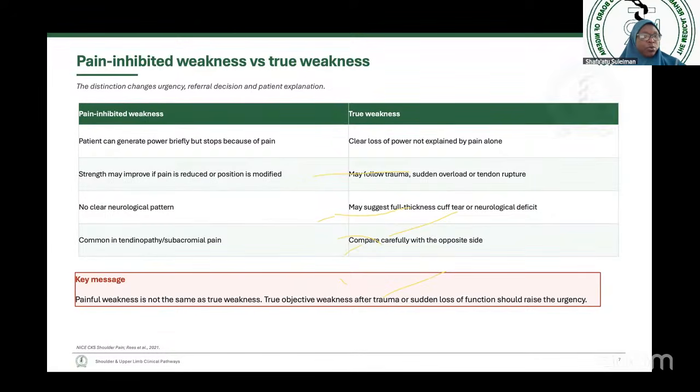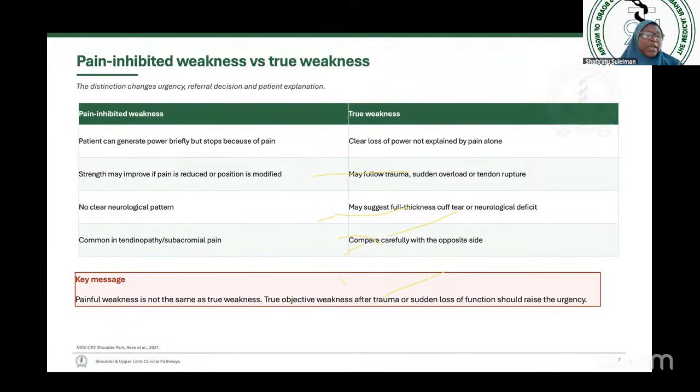The strength may improve if the pain is reduced or the position is modified. So for some patients, if we modify the position, the pain will be more, the range of movement will be more reduced, or the strength will be more inhibited in certain positions. So if we test the strength in other positions, then we find out that yes, there is no weakness. So obviously that's more pain inhibited in certain positions.